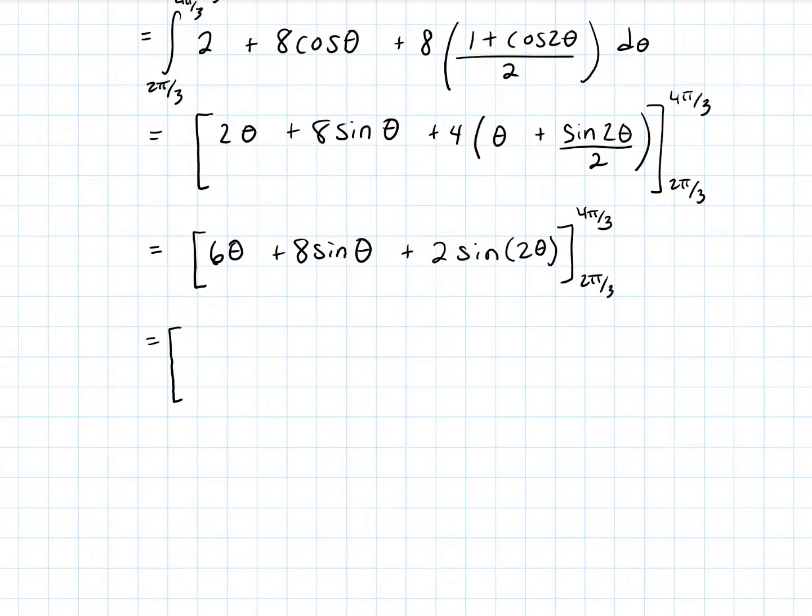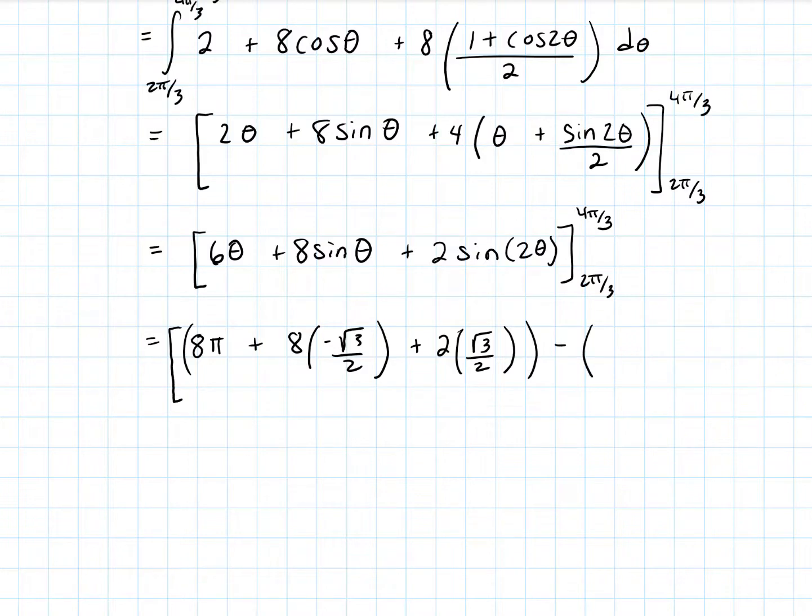All right, now let's just plug and chug. So as we go through this, plugging in 4 pi over 3, we're going to get 8 pi plus 8 times negative root 3 over 2 plus 2 times root 3 over 2. Let's put that all in parentheses. Minus 4 pi plus 8 root 3 over 2 plus 2 times negative root 3 over 2.